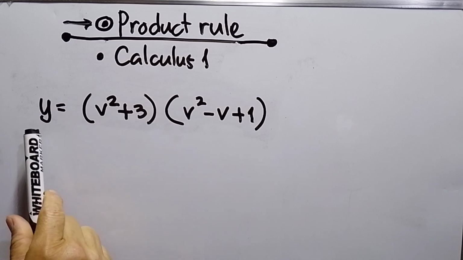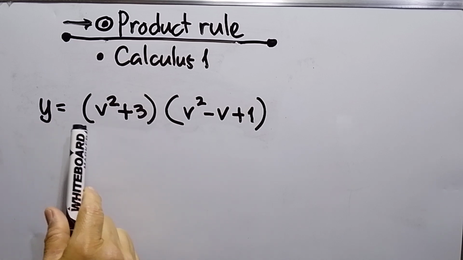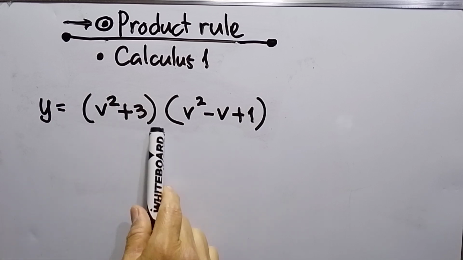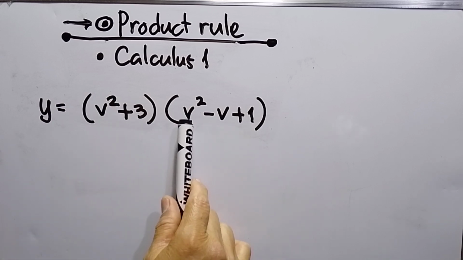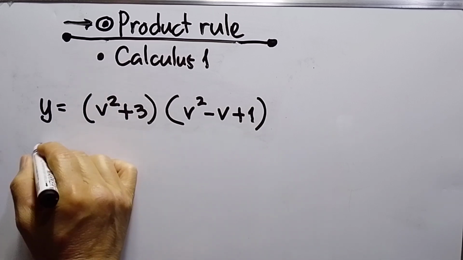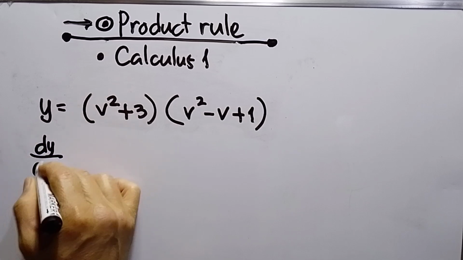So I have here the function y equals (v squared plus 3) times (v squared minus v plus 1). So we will apply the product rule. So this will be dy over dv.